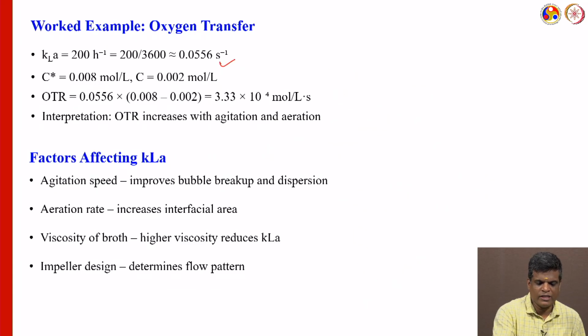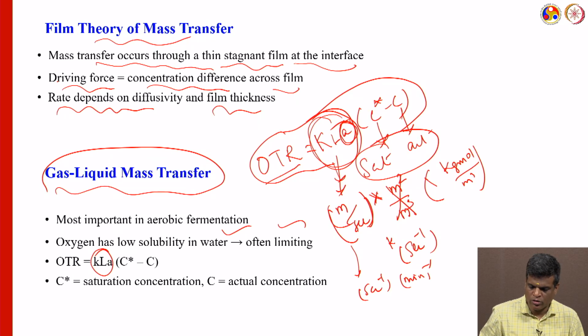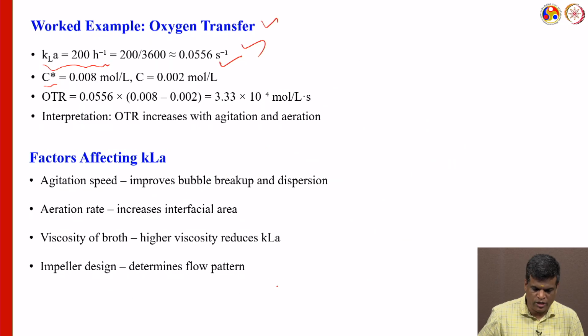See here what we discussed, the same thing, a worked example of oxygen transfer: KLa is 200 per hour, which we convert to per second. Then C star is the saturation concentration, and the other is the actual concentration. Considering all that, we can get the OTR value. OTR increases with agitation and aeration.